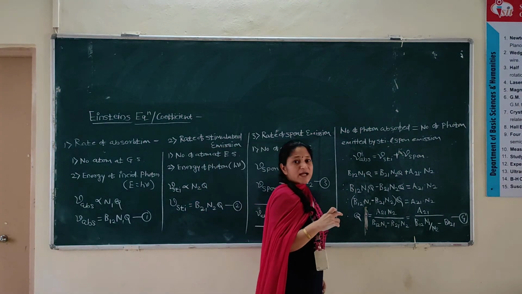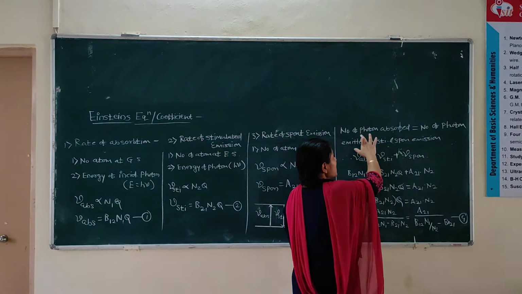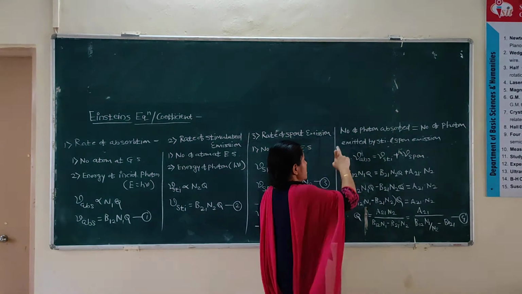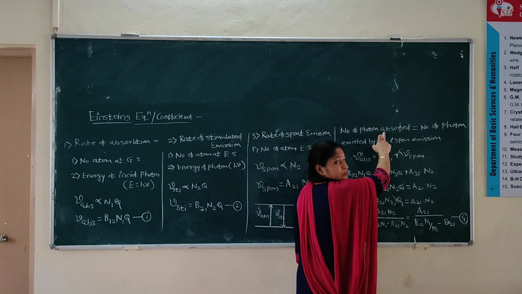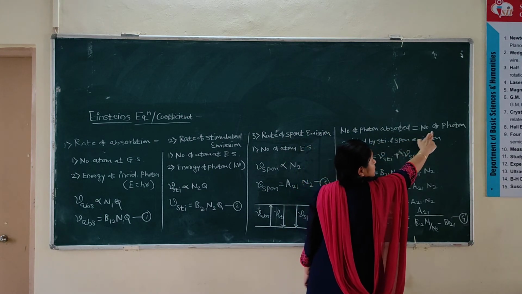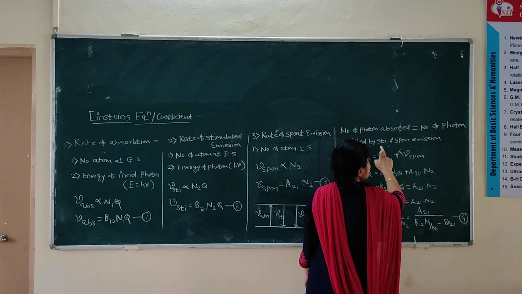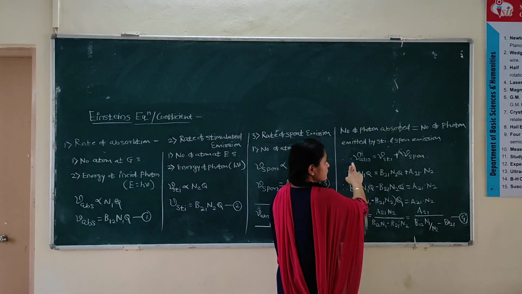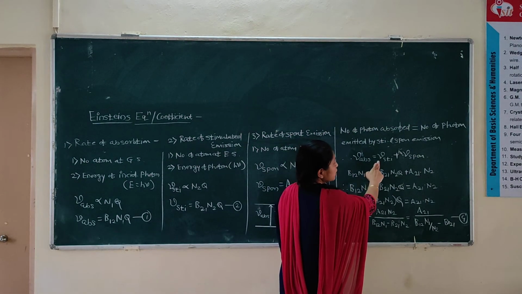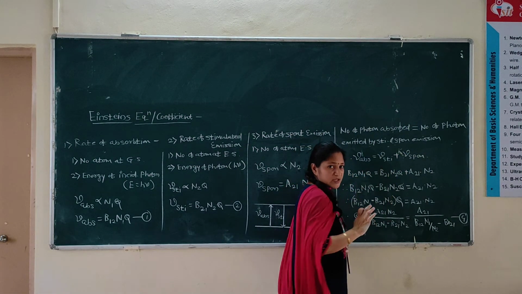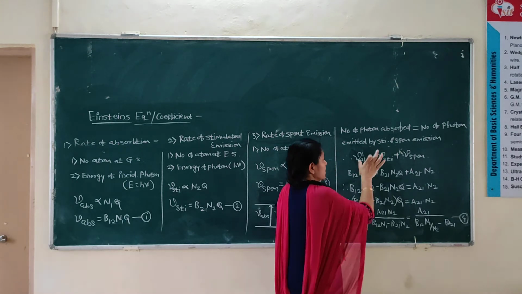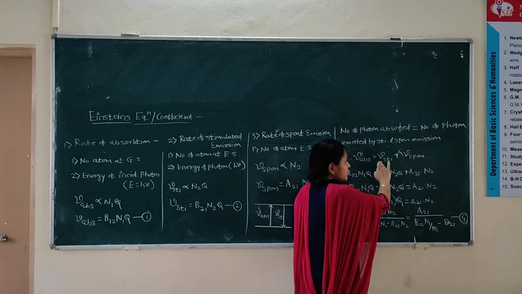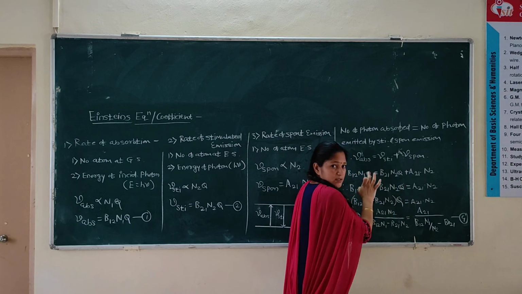Now, in thermal equilibrium, what happens? Total energy remains constant, and hence the number of photons absorbed per second must be equal to the number of photons emitted by stimulated emission and spontaneous emission. Therefore, we can write the equation: gamma absorption is equal to gamma stimulation plus gamma spontaneous. Now from equations 1, 2 and 3, we put in the values of gamma absorption, gamma stimulation and gamma spontaneous.